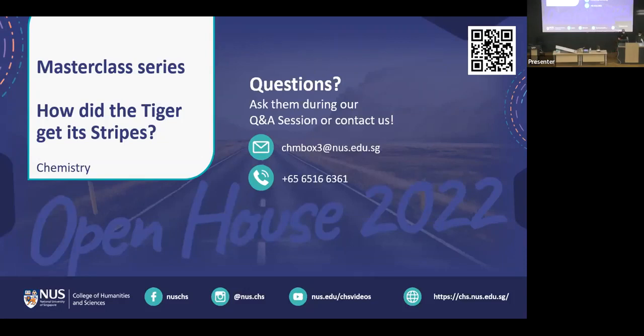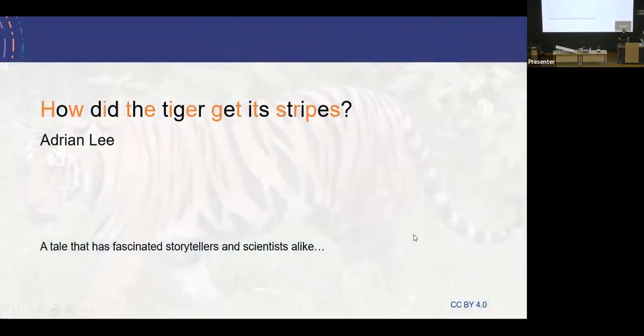So as I said, many thanks for coming to this masterclass talk. I am, as was just mentioned, Associate Professor at the Department of Chemistry here at the National University of Singapore. And the title of my talk, as you will have realized, is How Did the Tiger Get Its Stripes? So you may wonder, actually I'll take this off, I don't need to wear this. Hopefully that'll be a little less muffled.